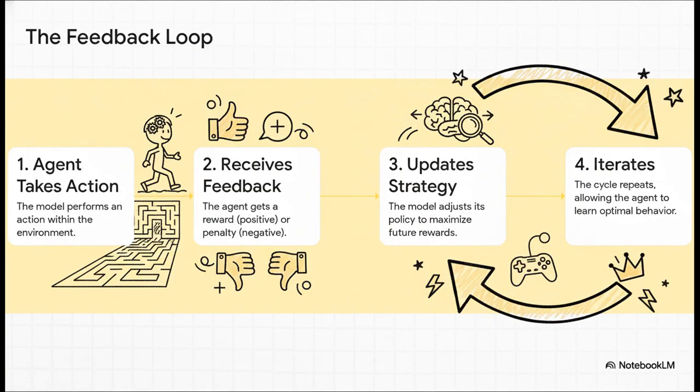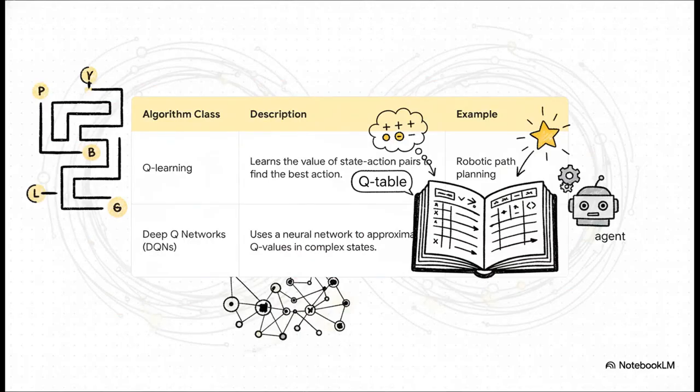And this feedback loop is the absolute heart of reinforcement learning. The agent tries something. The environment immediately tells it if that was a good move or a bad move, with a reward or a penalty. The agent takes that feedback and updates its strategy. And it just does this over and over and over again, maybe millions of times, until it hones the perfect strategy. Now, Q-learning is one of the foundational algorithms here.